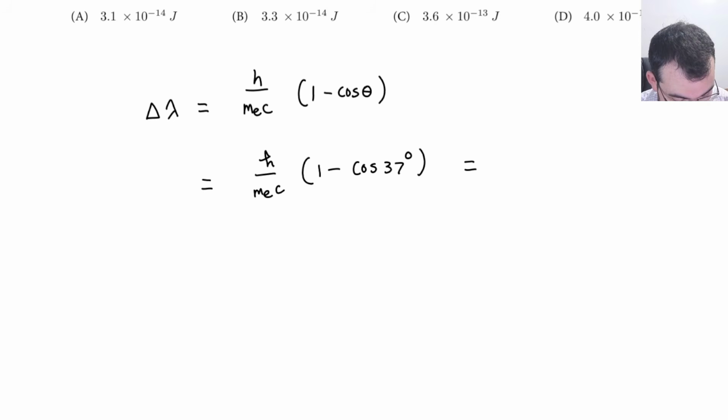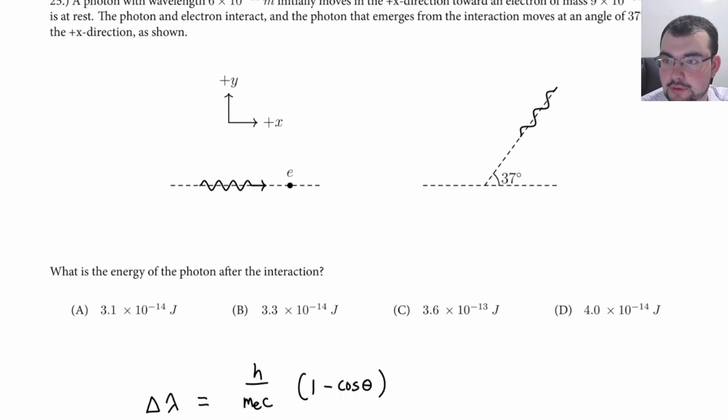Divided by the electron mass, 9 times 10 to the negative 31. Speed of light is 3 times 10 to the 8th. And then we have 34th for Planck. And then we have 0.2 for this. So we get 4.9 times 10 to the negative 13th meters. So this is how much the wavelength of the photon changes by.